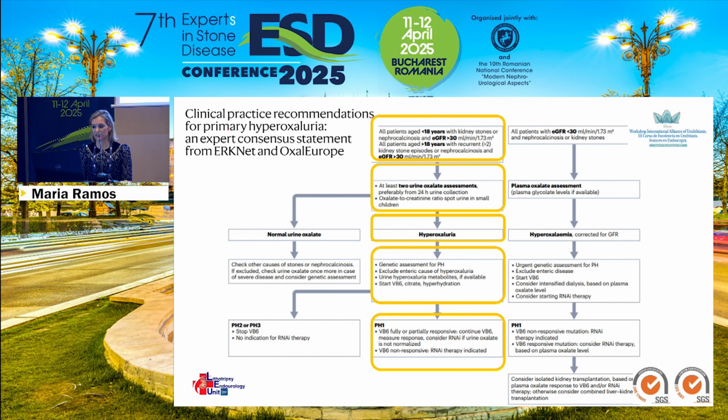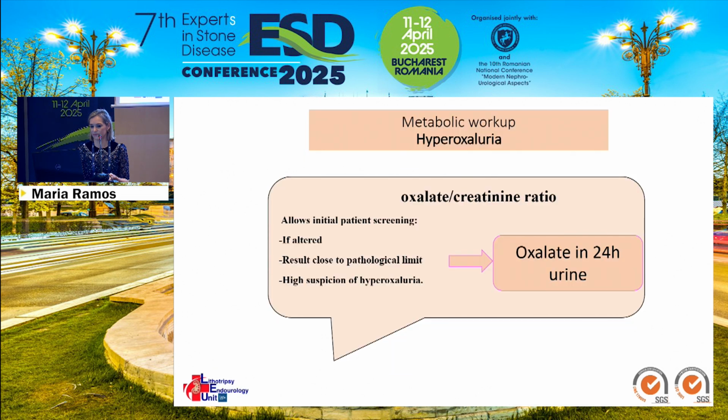Regarding the oxalate creatinine ratio, it allows an initial patient screening, and if it's altered or the result is close to the pathological limit, or the clinical suspicion of hyperoxaluria is very high, we have to do the oxalate in 24-hour urine.